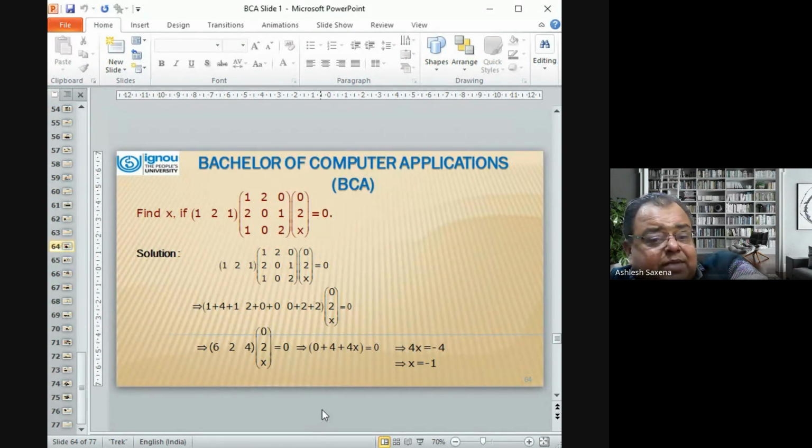Here, what is happening? 1 by 3 is being multiplied by 3 by 1. Your answer will be 1 by 1 only. You can see, 6 into 0 plus 2 into 4, 2 into 2 plus 4 into x. It becomes 4 plus 4x. That is, 4x is equal to minus 4. X is equal to minus 1.